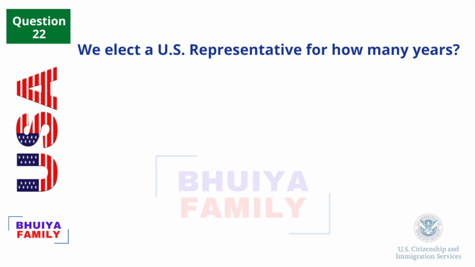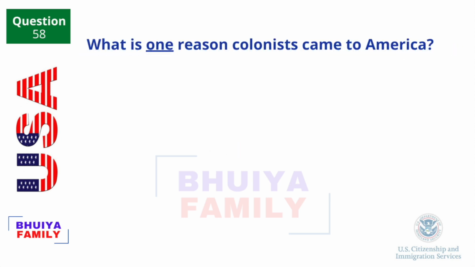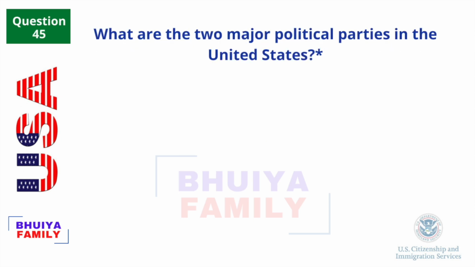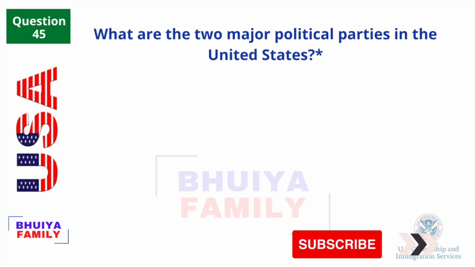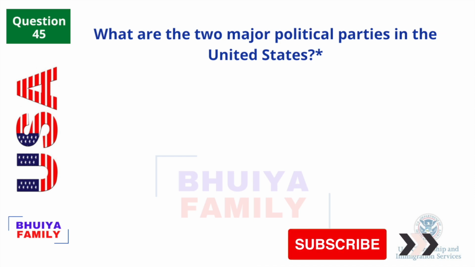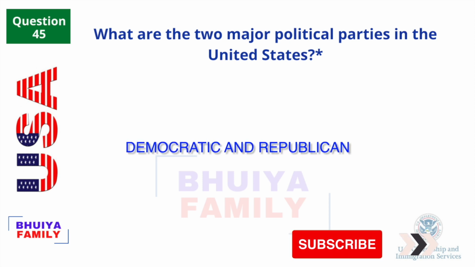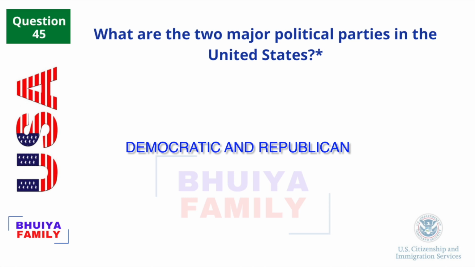We elect a US representative for how many years? 2. What is one reason colonists came to America? Freedom. What are the two major political parties in the United States? Democratic and Republican.